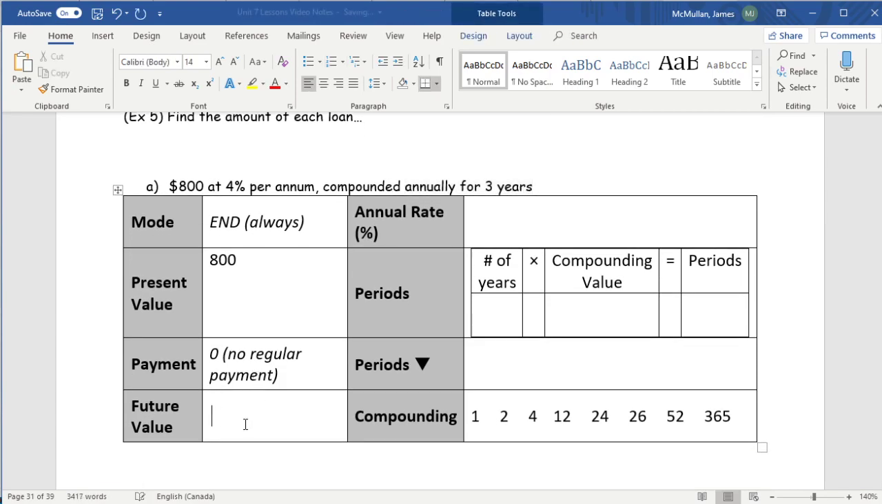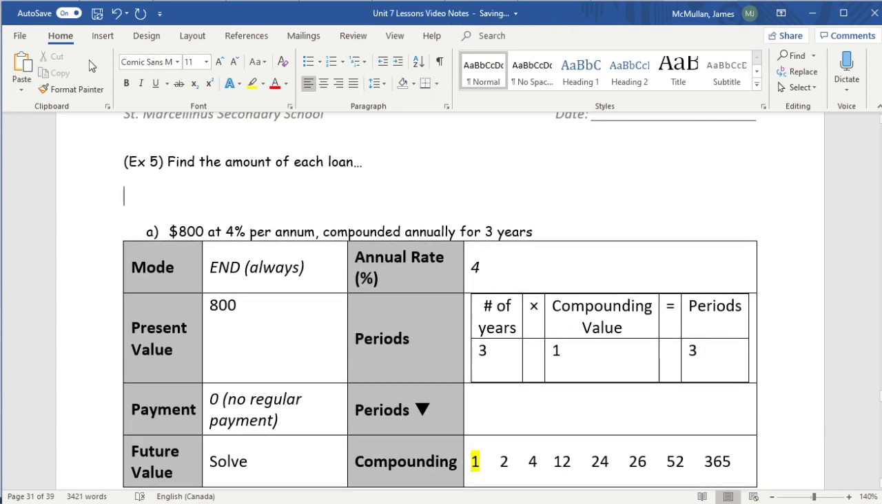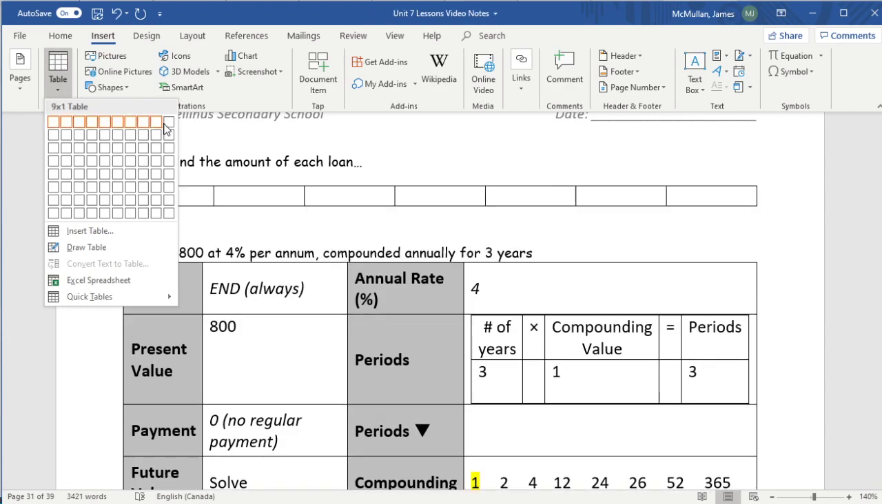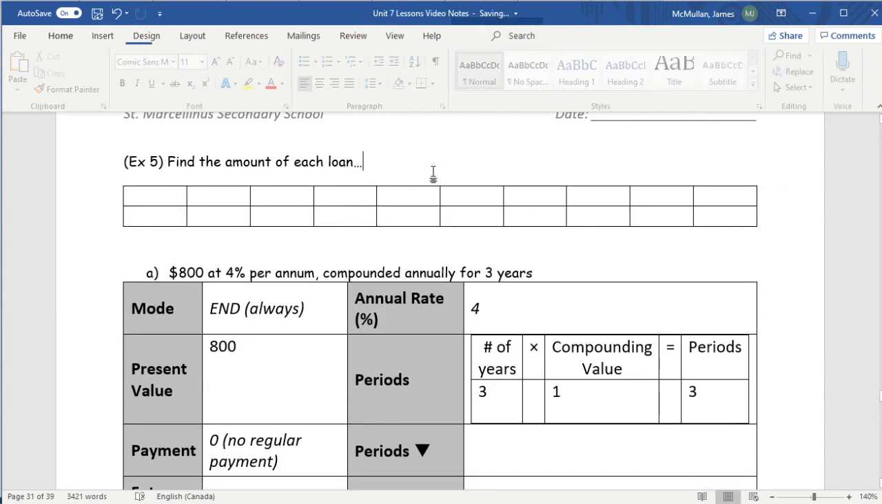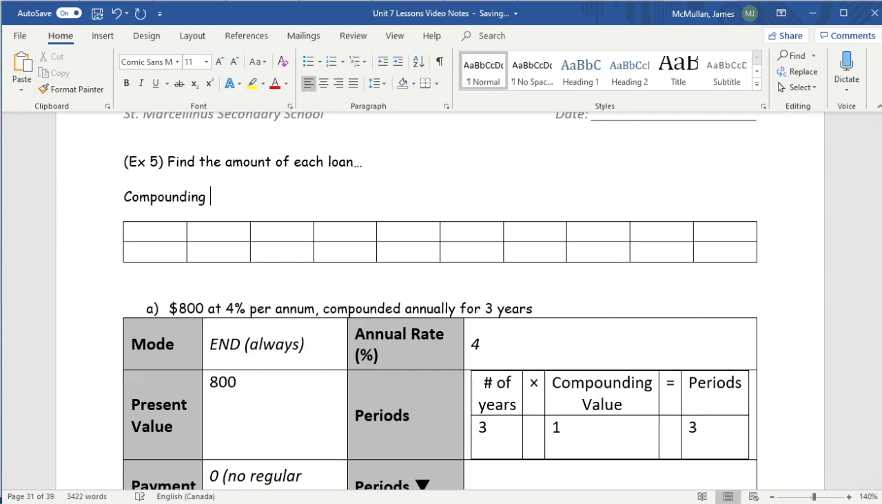The future value is what we're trying to solve, so I'm going to write the word solve there. The annual rate is 4. Now the periods: it's 3 years, compounding once per year, which is 3 periods. And again, the compounding number here would be 1 because it's compounded annually. Let's talk about compounding numbers for a second. Let's make a chart of compounding numbers.